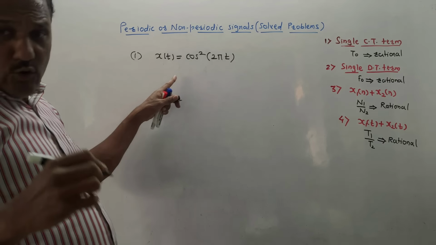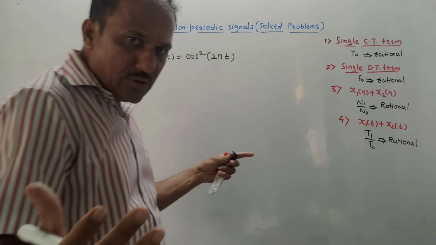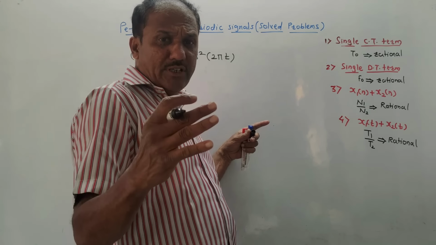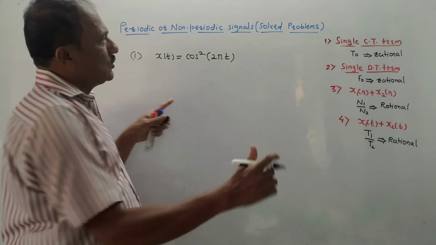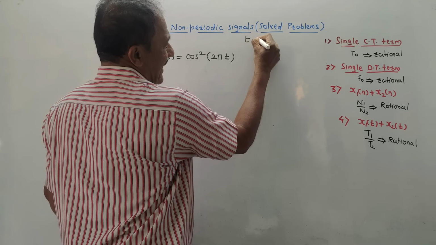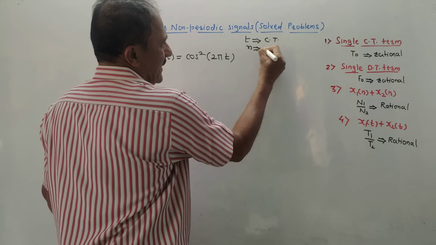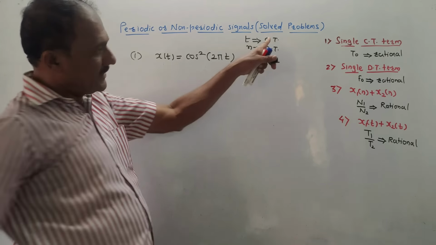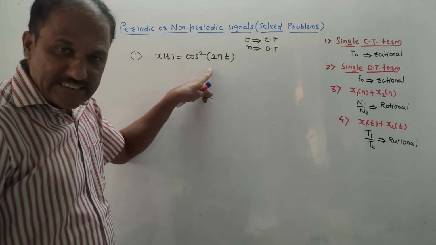Now, first we have to identify whether it is a CT or DT signal. I have explained the concept of CT and DT in short. Make it simple: if notation t is there, it is known as a CT signal. Remember it like this. If notation n is there, it is a DT signal. CT means continuous time, DT means discrete time. So it is a CT signal.